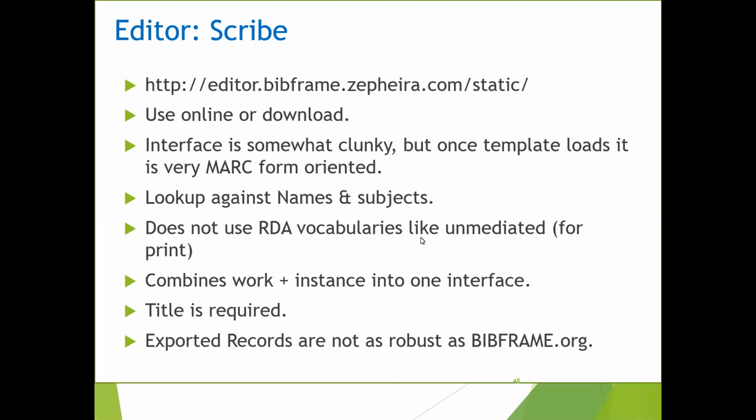The thing that is both good and bad is it looks like one seamless record. So they put work and instance together, as we do in OCLC and as we do in most ILSs. Titles are required in both, regardless of whether you use BIBFRAME.org or Scribe. The exported records are not as robust as what you see in BIBFRAME.org. So it's one of those things where neither one of these is perfect yet, but they're the best interfaces we have right now to see how records would work.